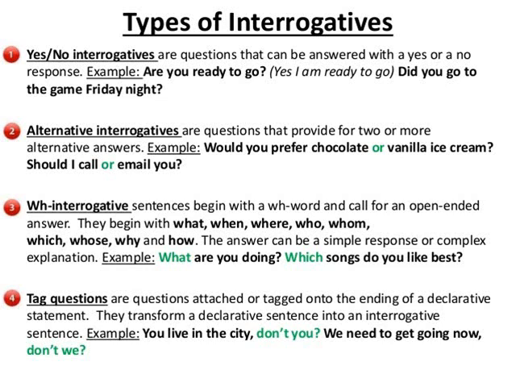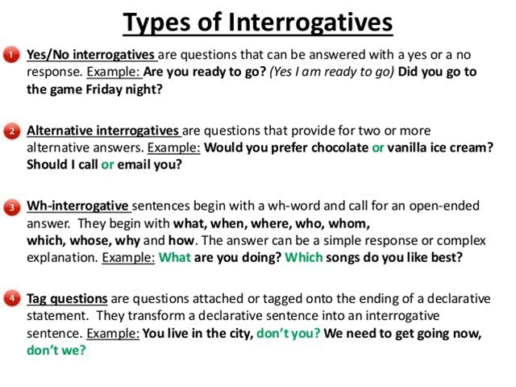For example, are you ready to go? The second kind of interrogatives are called alternative interrogatives. These are the questions that provide for two or more alternative options or answers. For example, would you prefer chocolate or vanilla ice cream?